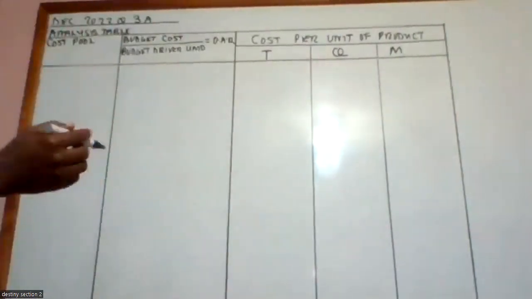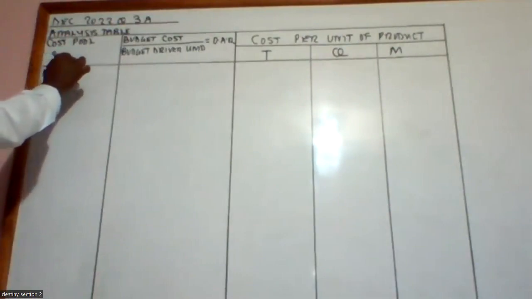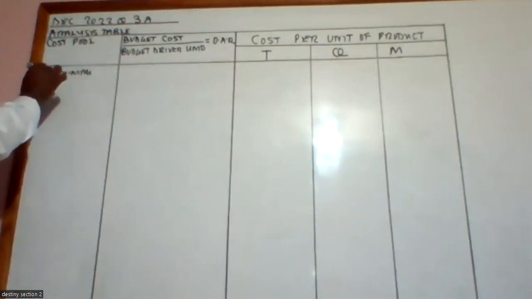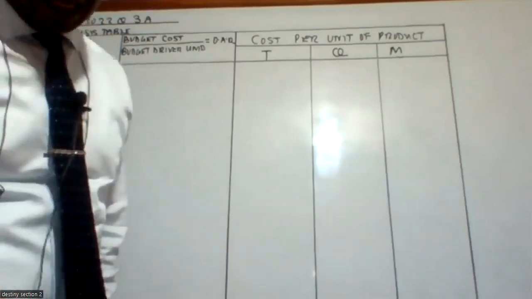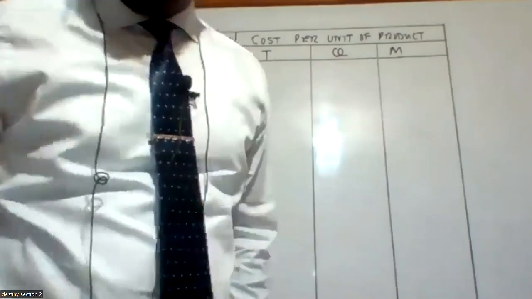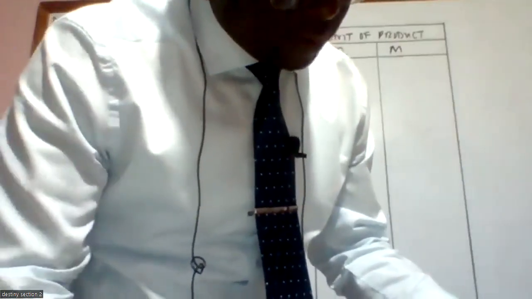Okay, good. So let's start with the first cost pool. It is the machining costs. Machining costs, that's the first one. When we come to the next area, we are told these machining costs are being driven by machine hours. So we will need to go to the table where we have the machine hours. You can see the machine hours per unit.